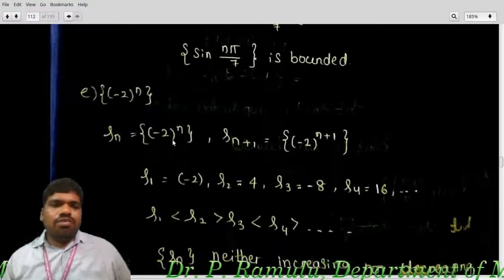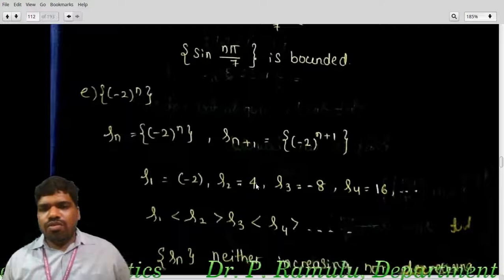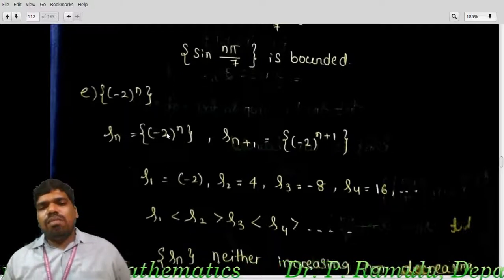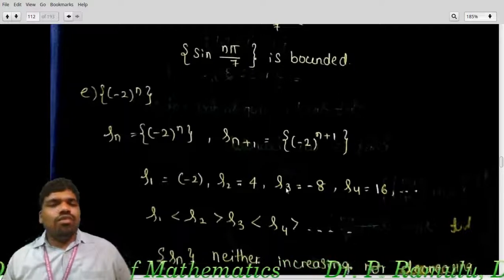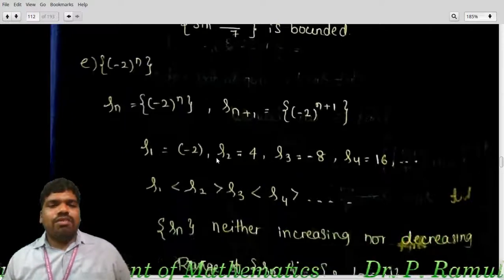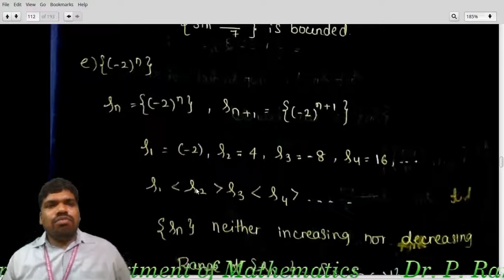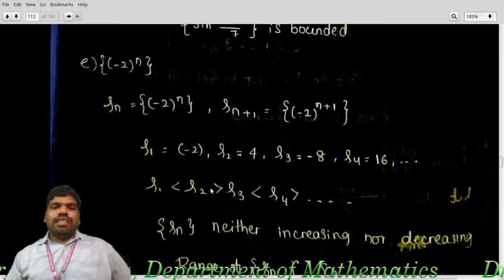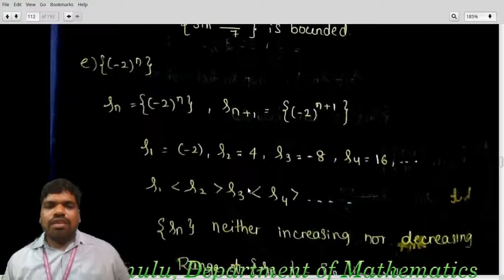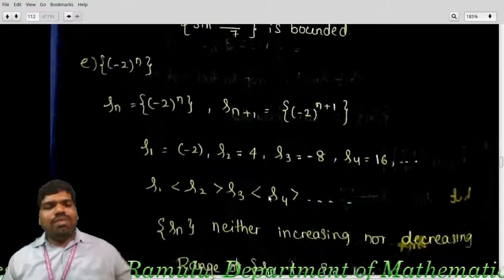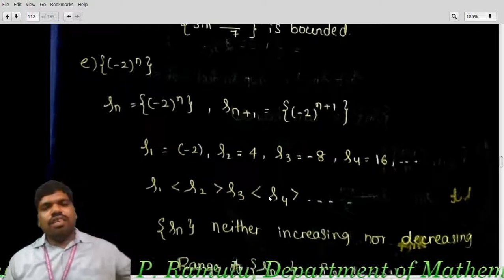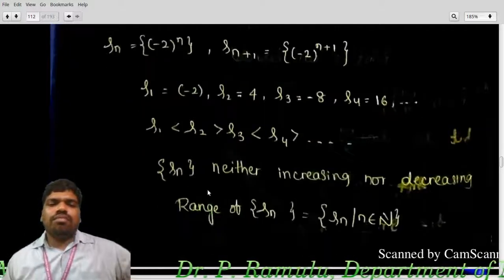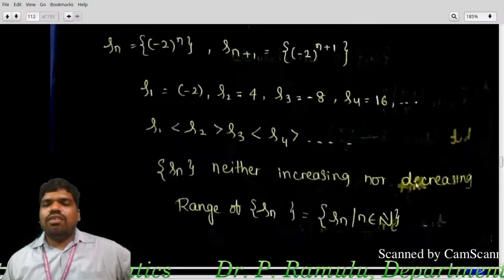Here, S1 is equal to minus 2, S2 is equal to 4. Substituting, we get minus 2, 4, minus 8, 16, like that. S1 is less than S2, which is greater than S3, which is less than S4. As you observe here, that means Sn is neither increasing nor decreasing.